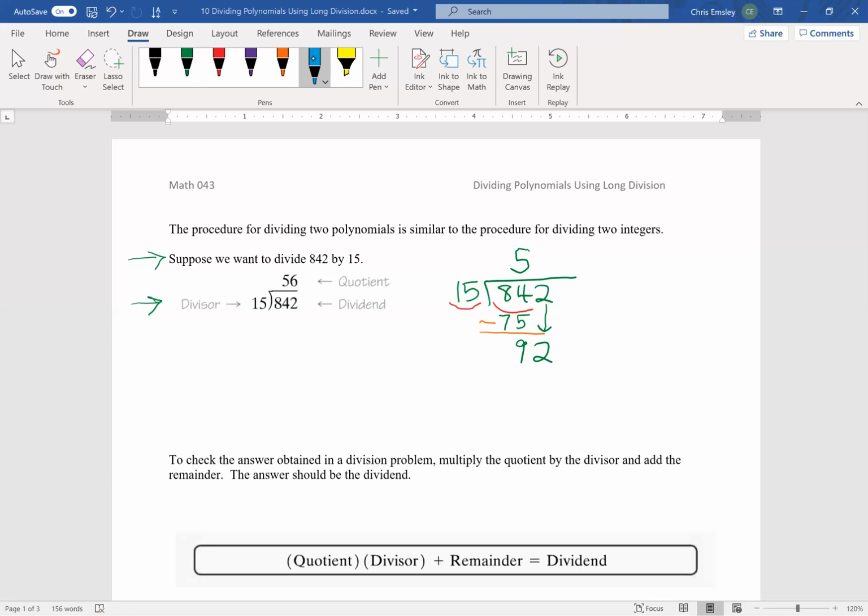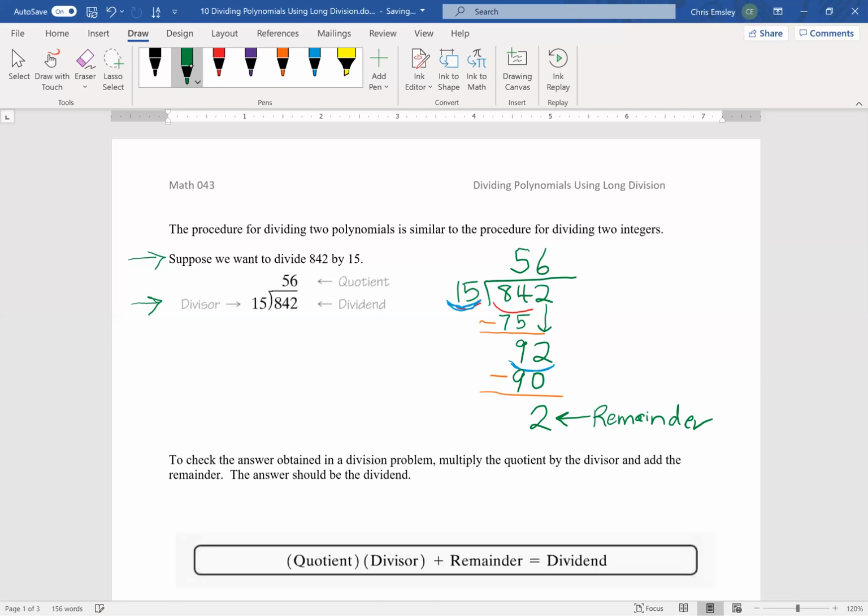So this time we want to ask, how many times does 15 go into 92? And the answer is 6. Again, we multiply down. 6 times 15 gives us 90. Again, we subtract. So this becomes a minus. Draw our line there. 92 minus 90 is 2. How many times does 15 go into 2? Well, it doesn't, so we are done, and that's the missing piece over here. That number is called our remainder.